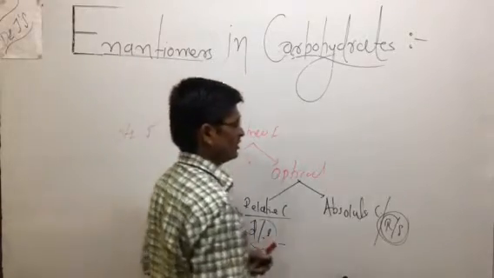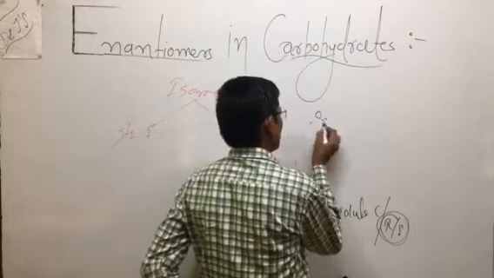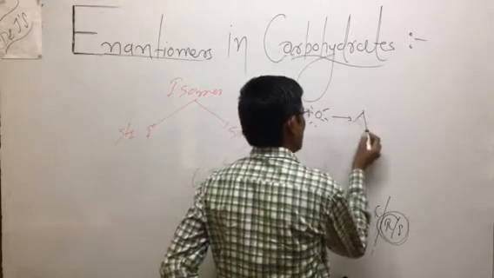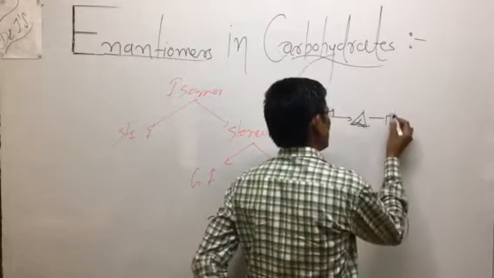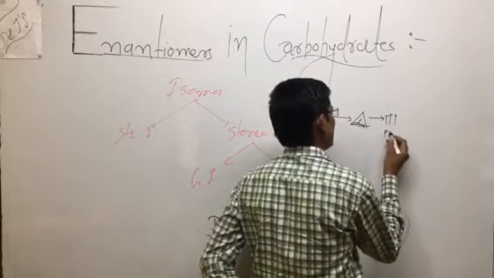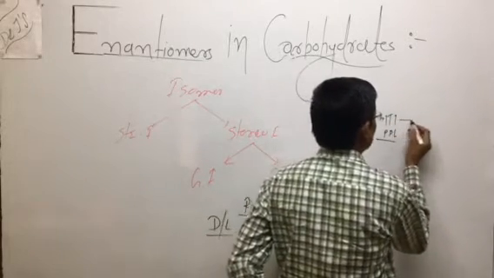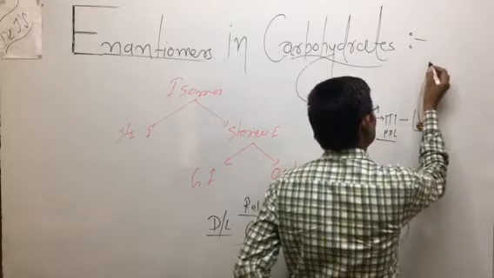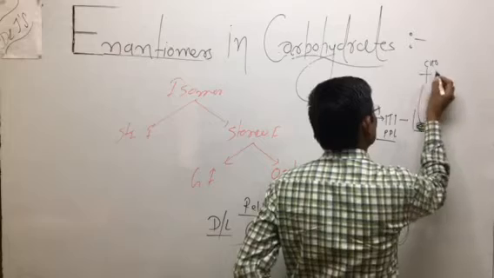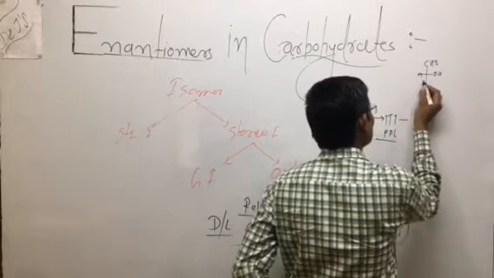So dextro and levo: the source of light is passed through the nicol prism, which gives plane polarized light, a single PPL, and we pass this through the organic compound. If the compound is optically active, for example this type of compound, it is nothing but glyceraldehyde.